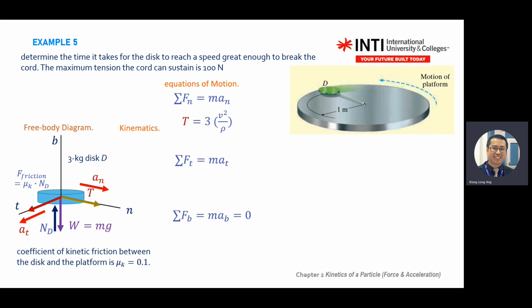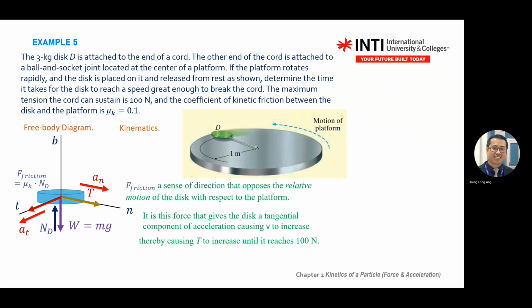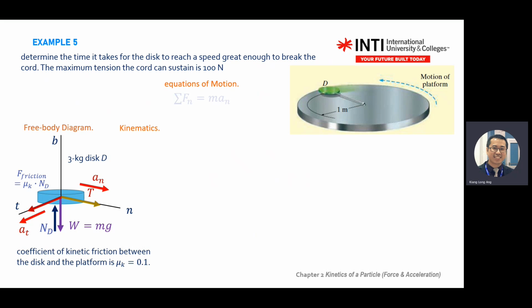Then you start to put all the equations into the equation of motion. F equal to ma in the normal direction, you only have the cable tension T, positive going in. That's why you get positive T. Then m is 3 kilogram.